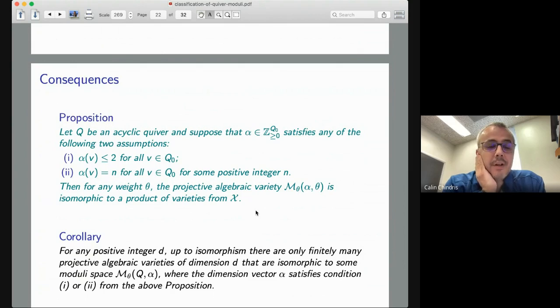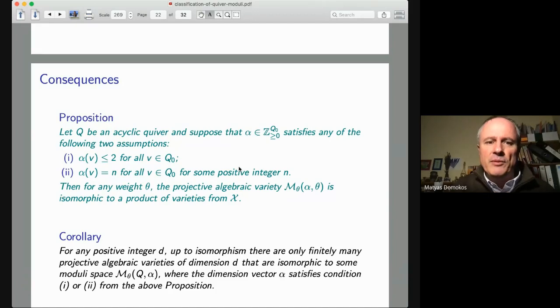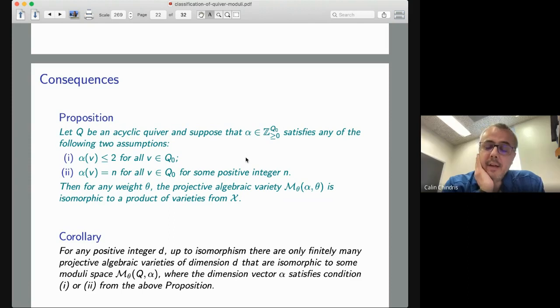But I was wondering if, in the case when the dimension vector is at most 2 at every vertex, you could see whether the corresponding moduli space is rational or not. Yeah, maybe, because there is this result of Schofield which establishes a birational isomorphism between matrix invariants, and probably the matrices will have small size. I see. Yeah, very good. Thank you.